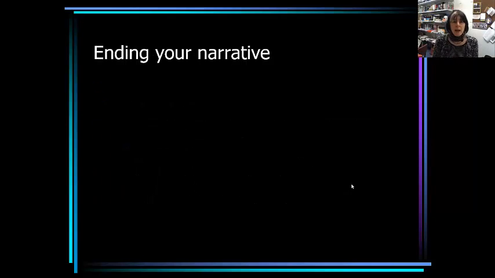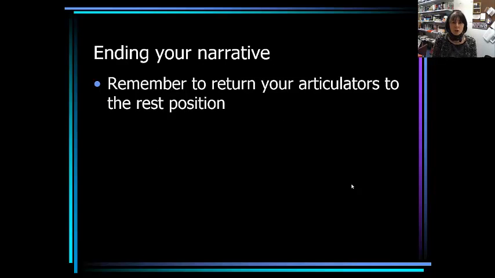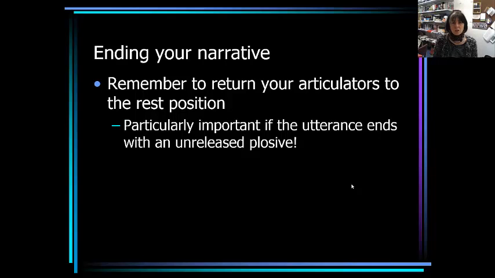Finally, you're going to end your narrative. Make sure you return your articulators to the rest position, particularly important if the utterance ends with an unreleased plosive. I can't do anything until you release me. I can't breathe. So it's a good idea to make sure that you've done that. Also, if you've got a fricative at the end, for example, you want to make sure that the person stops producing it, otherwise they're just going to be saying something like this for the rest of their lives. So make sure that you return the articulators to the rest position.